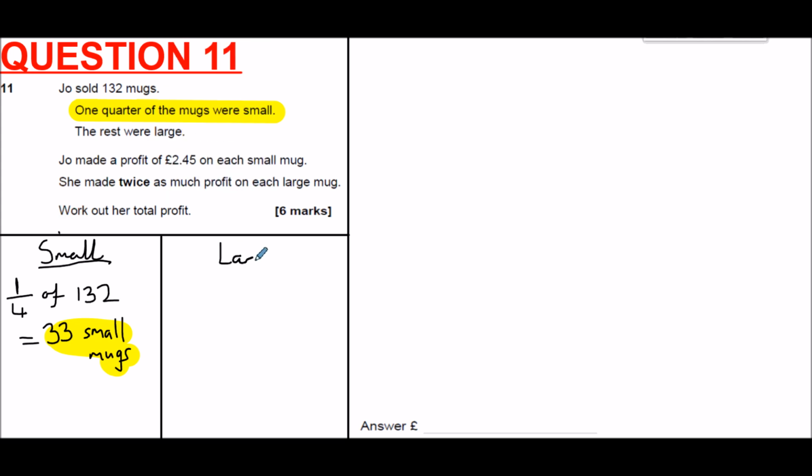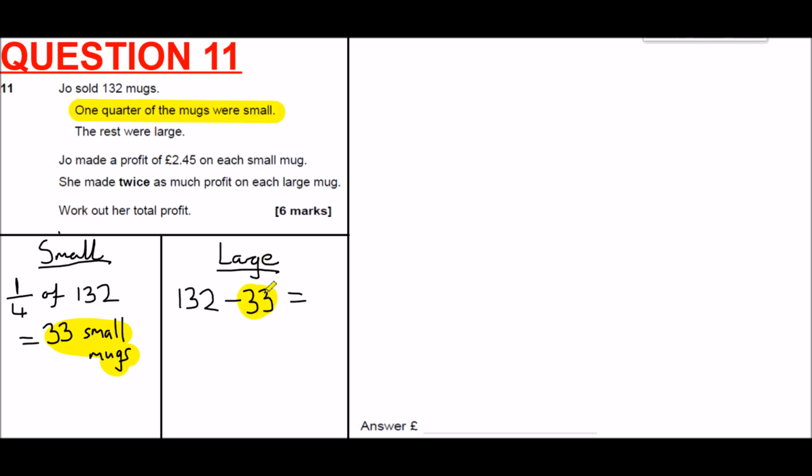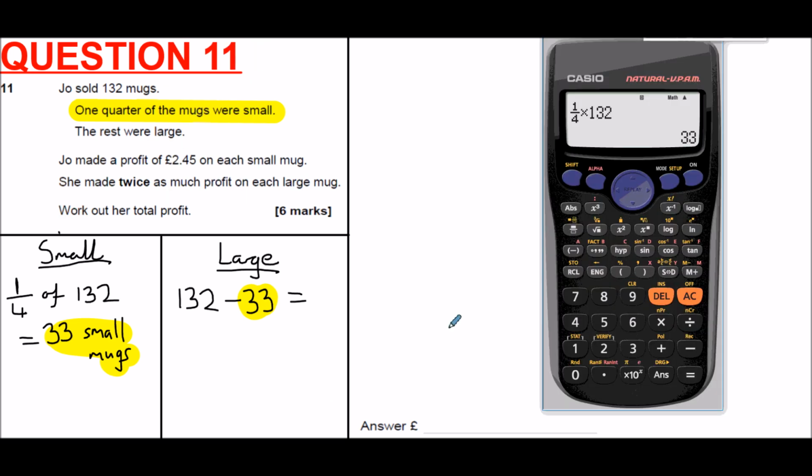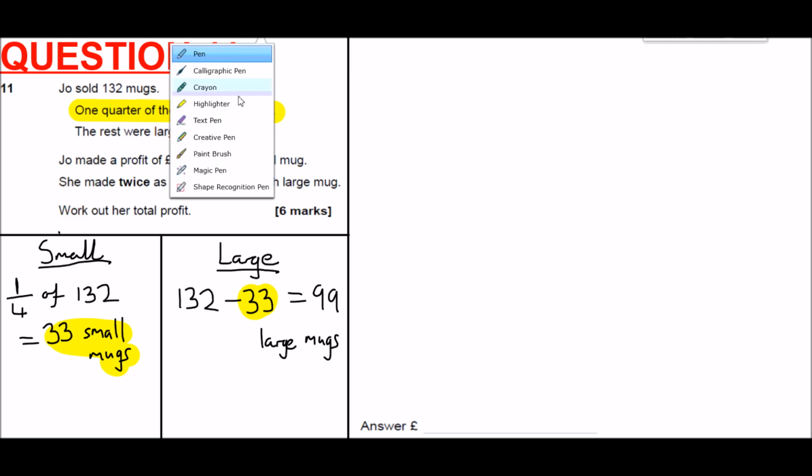Now as for the large, it says the rest were large. And so if 33 was small, we can recover the number of large by doing 132 take away 33. And that'll tell us how many were left. So 132 take away 33 is 99. So we've got 99 large mugs.